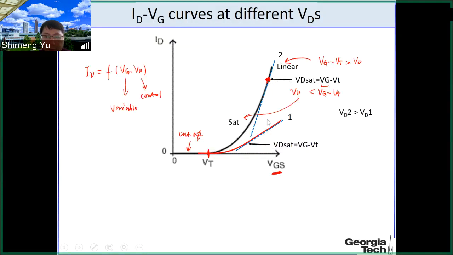And here I have two curves because we have two VD. Because VD is a control in this case, we have two curves corresponding to two VD. You can see here VD in case 2 is larger than the VD of case 1. And the turning point is here and here, respectively. Any questions?